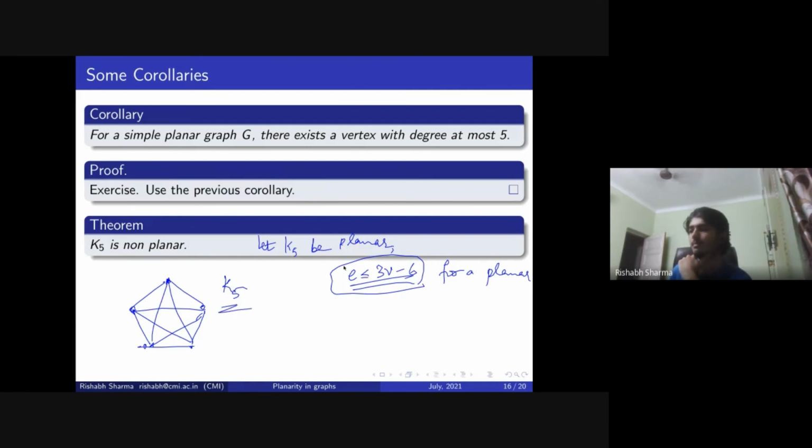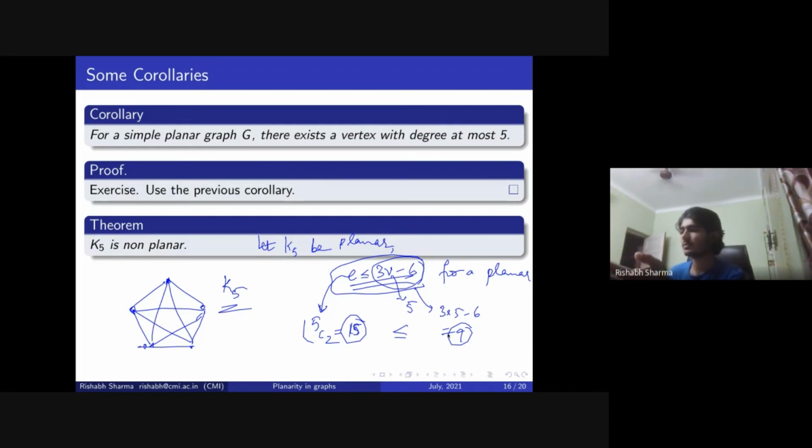Yeah. But how many edges does K5 have? K5 has 5C2, right? This is 15. 15 edges it has, because for every pair of vertices you make an edge. So there are 5C2 or 15 pairs of vertices. So you make 15 edges. And the vertices are just 5. So the right hand side is in fact 3 into 5 minus 6, which is 9. So our corollary says that 15 is less than or equal to 9, but we know that's not true, right? So K5 cannot be planar by contradiction. So K5 is in fact not planar.